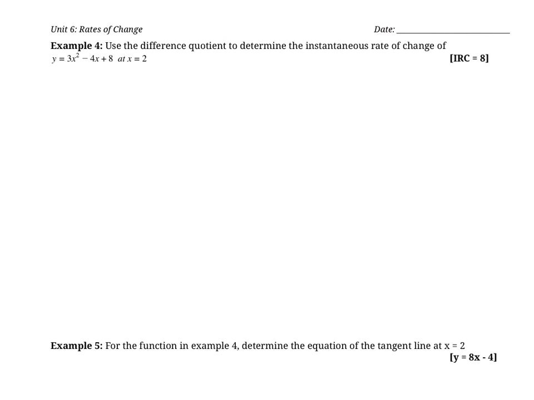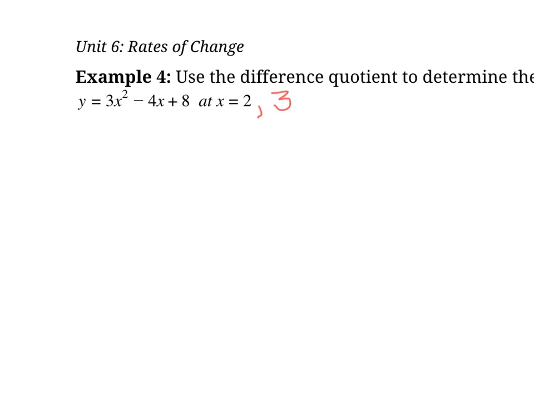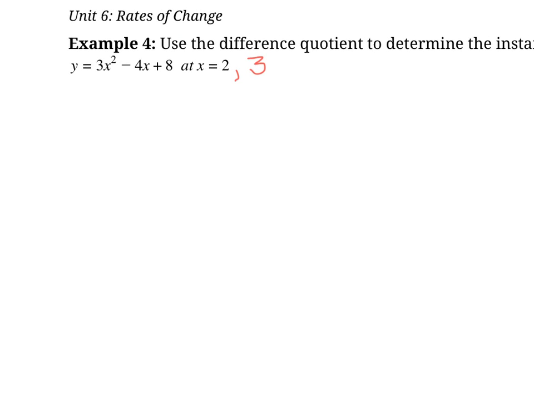Okay, here's another question. So it asks us to find the instantaneous rate of change of 3x squared minus 4x plus 8 at x equals 2. I'm going to change up this question by adding a part. So we're going to find the rate of change at x equals 2 and x equals 3. So we're just going to make it a little bit more long, basically.